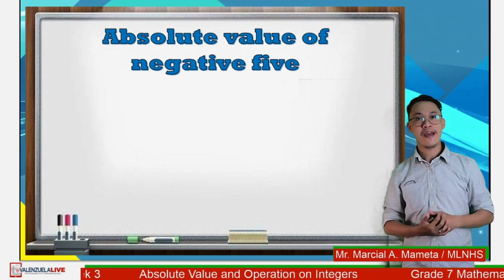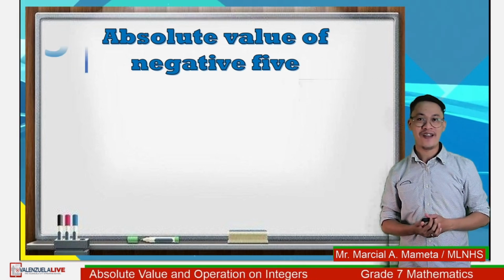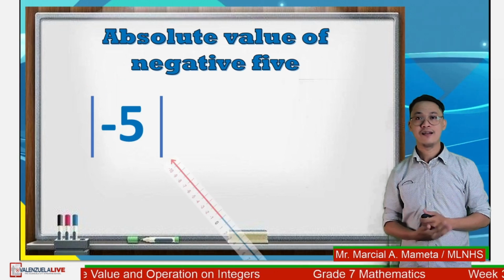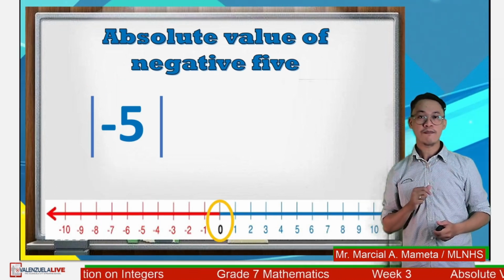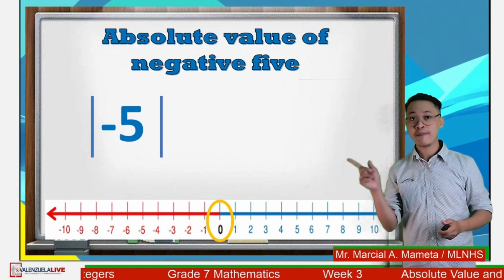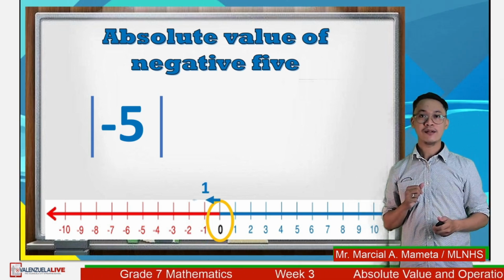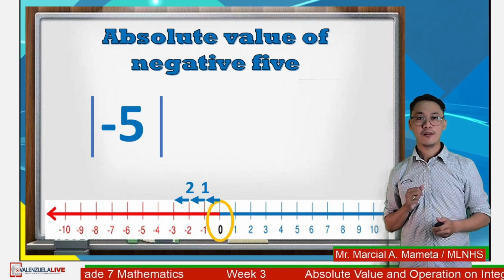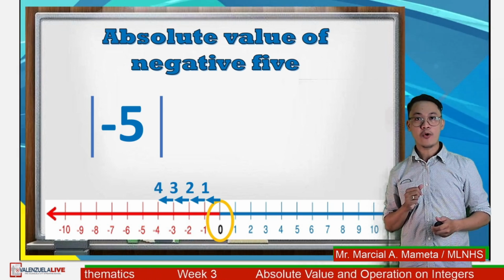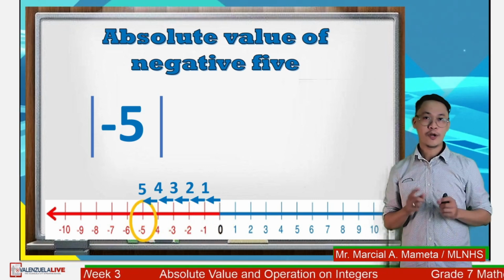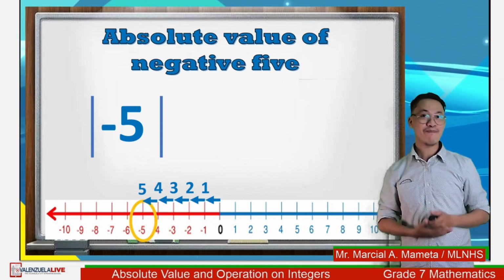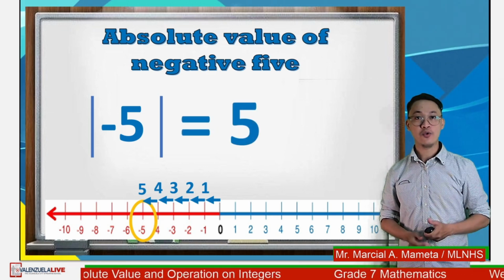How about this one? Absolute value of negative 5. It is written like this. Again, by the use of our number line, we start from 0, move 5 steps going to the left direction. 1, 2, 3, 4, and 5. And it stops here. So therefore, the absolute value of negative 5 is equal to 5.